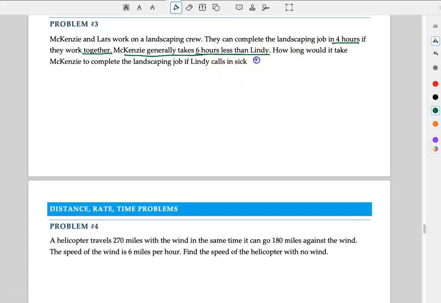All right, so maybe we'll use an M to stand for Mackenzie. Mackenzie's time working alone is what we're trying to find. This one will be with a minus because Lindy calls in sick, so she's not in to help. So we first have to figure out what it would be, because we know how long it takes them to work together.